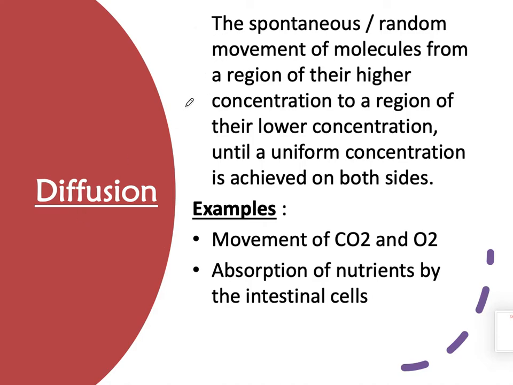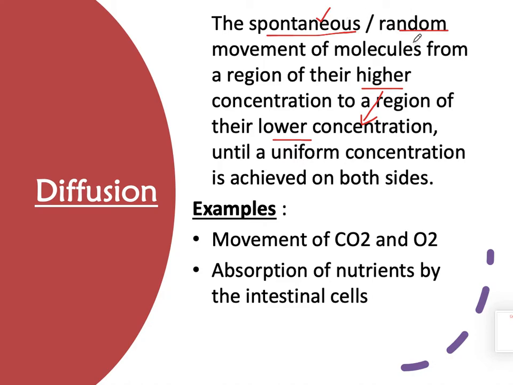Now what is diffusion? Diffusion is, by definition, the spontaneous, random movement of molecules from a region of their higher concentration to a region of lower concentration. So where are we going? We are going from higher to lower. Why are we calling it spontaneous movement? Because in the previous slide I told you this is a passive movement. That means it does not require energy, so it is going to happen by itself. So it is a spontaneous movement.